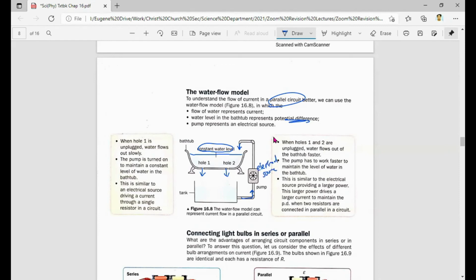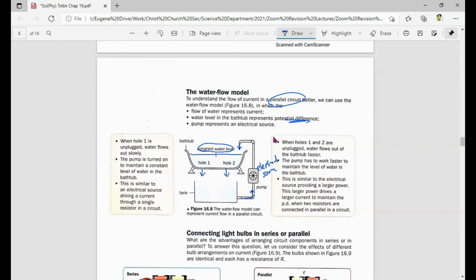Now, when hole 1 is unplugged, it means when current is flowing through here, the water flows out slowly. The pump is turned on to maintain a constant level of water in the bathtub. So if down here is draining 1 liter per second, the pump here will actually put in 1 liter per second. This is when there's only a series circuit. So the current flowing through is 1 liter per second.